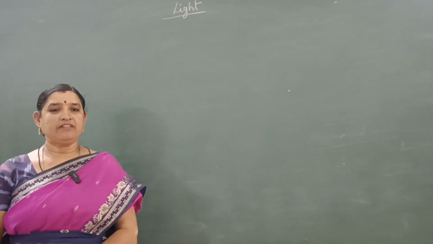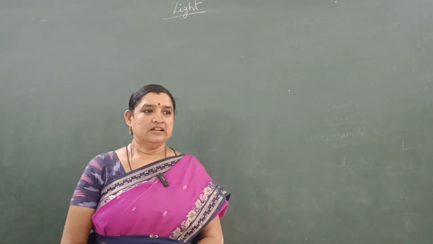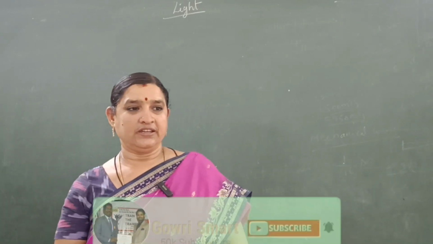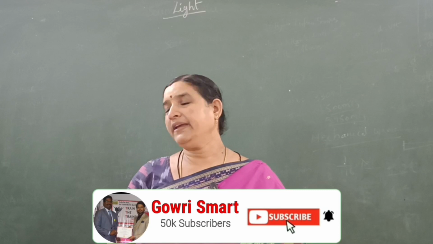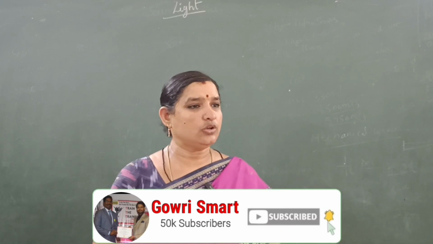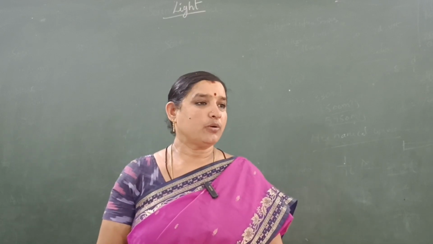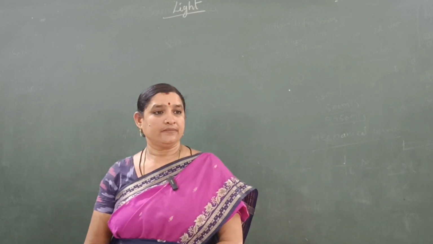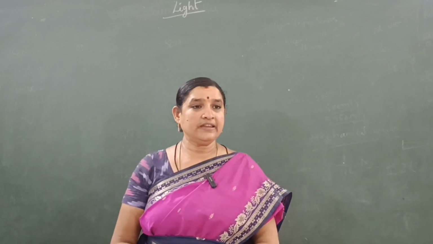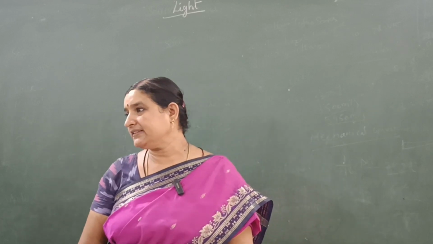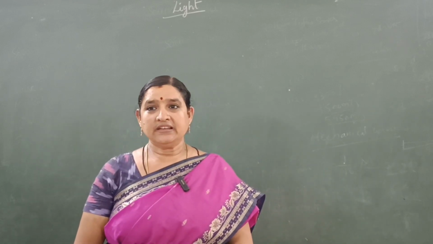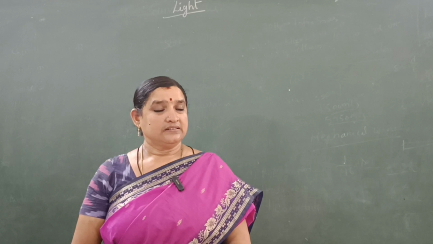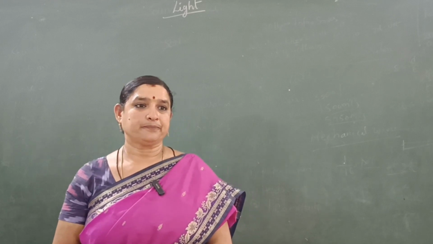Good evening. Today we will discuss the light lesson. Light is a form of energy. The propagation of light takes place without any medium. There is no need of any medium for the propagation of light. That's why we can get sunlight. The sunlight rays reach the earth in nearly 8 minutes.